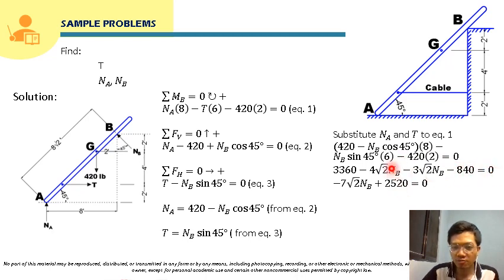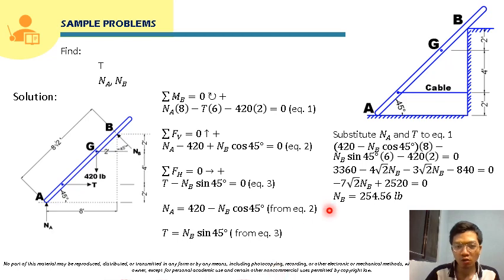So simplifying this further, we just combine all the NB and all the constants. So negative 4 times square root of 2 NB minus 3 square root of 2 NB, that will be negative 7 square root of 2 NB. And 3,360 minus 840, that will be positive 2,520. So this will be equal to 0. So solving for NB, we just transpose this to the other side so that it will become positive 7 square root of 2 NB. And solving for NB, that will just be 2,520 divided by 7 times square root of 2. So that will be 254.56 pounds. So that will now be the value of NB.